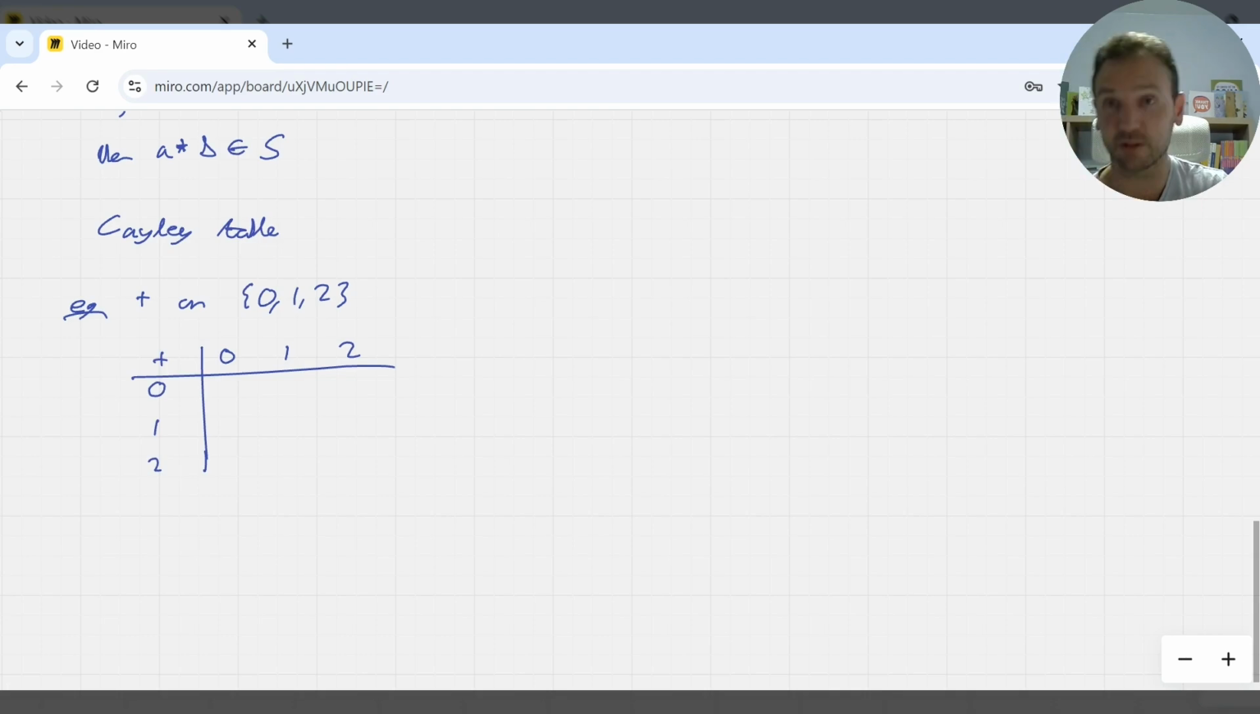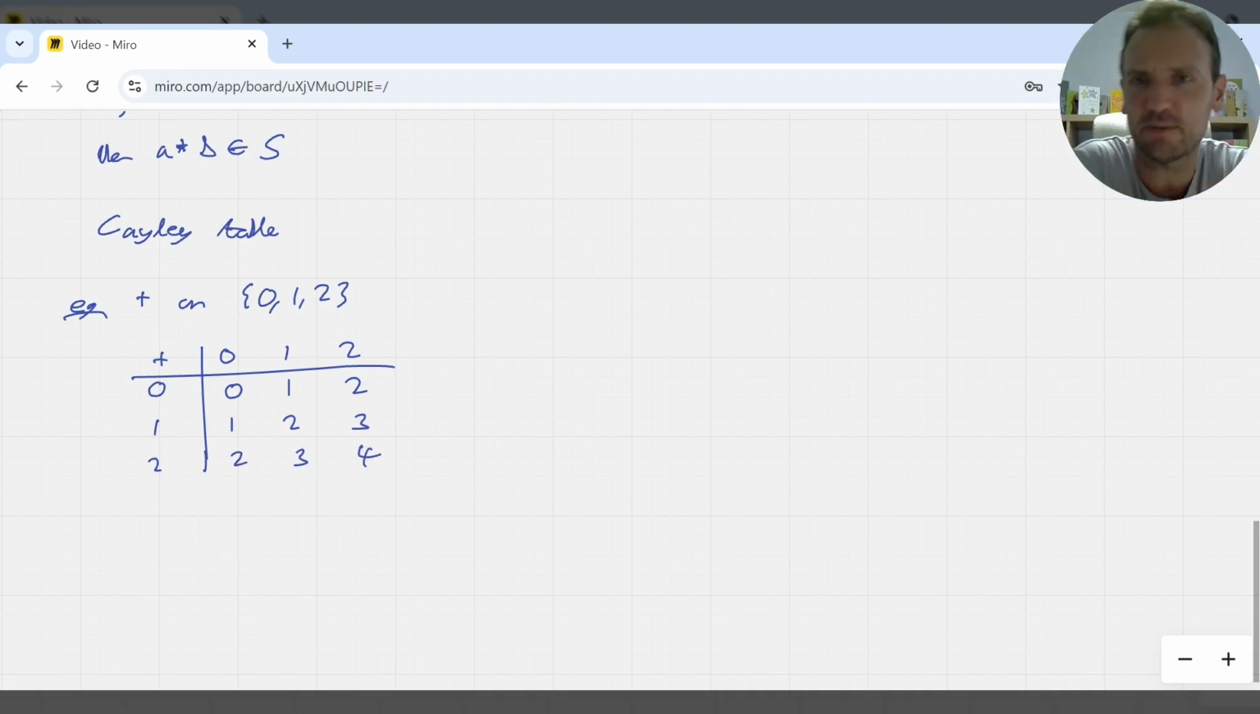In a Cayley table, the top left is just going to be 0 plus 0. So that answer would be 0. The next entry would be 0 plus 1, so this answer would be 1. That would be 2. This would be 1, 2, 3, 2, 3, 4.